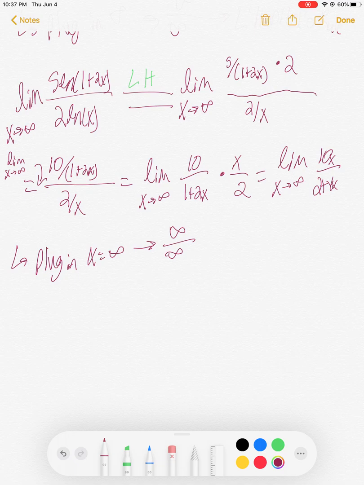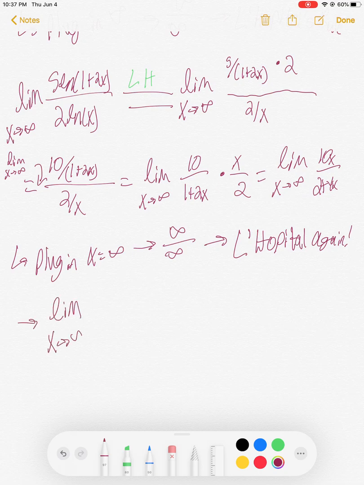Okay, so let's try this thing again. Plug in x equals infinity, and I'm going to get infinity over infinity again, right? 10 times infinity, that's infinity, and so is that denominator. So once again, we have to do L'Hopital again.